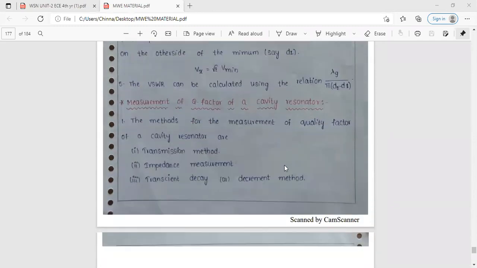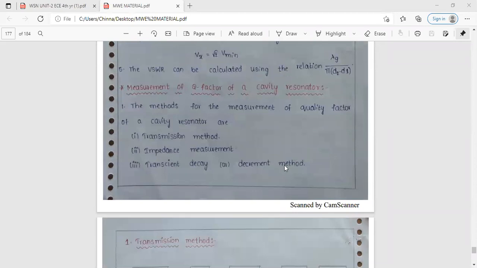This is the representation. Another important point which is considered is the measurement of the Q factor for a cavity resonator. We have the cavity resonator which is characterized by a Q factor. The methods of measuring the quality factor of the cavity resonator are the transmission method, impedance method, and transition decay or decrement method. We already have resonant cavities: rectangular resonant cavity and circular resonant cavity in the second unit. For that purpose we need the Q factor, the quality factor, for that particular resonant cavity.